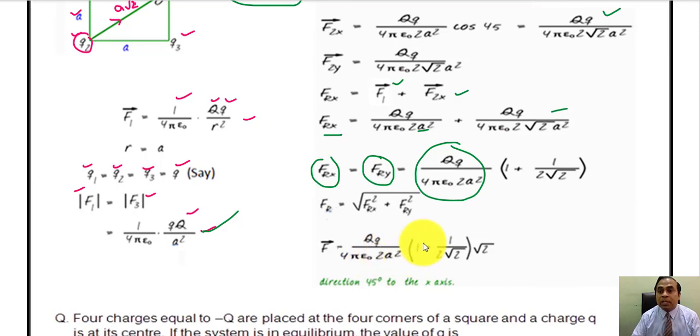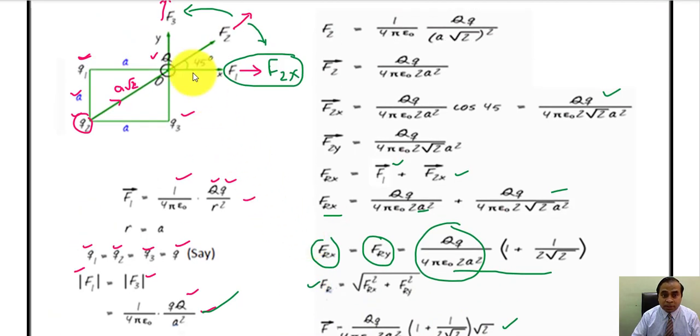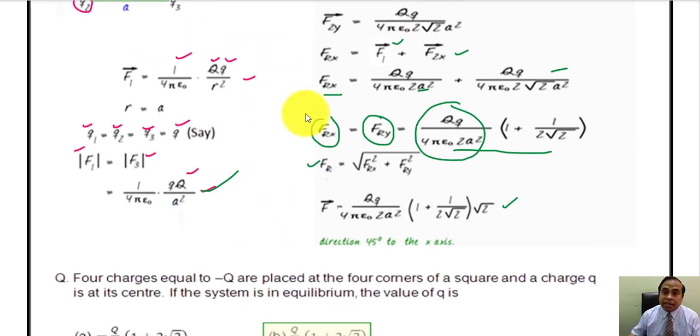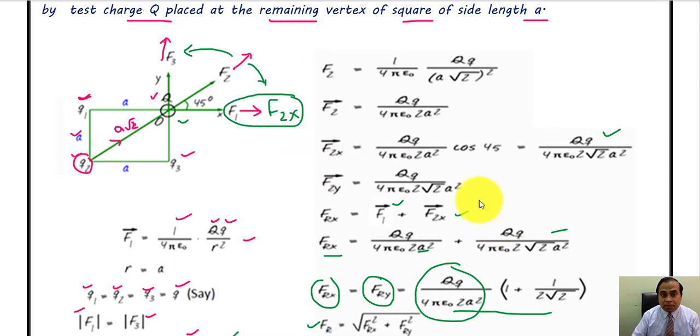Now because these two forces are acting at a 90-degree angle, the resultant force is the square root of FRX squared plus FRY squared. If you square and then add, you will find that this entire term gets multiplied by root 2. This is the magnitude of the resultant force that this test charge capital Q is experiencing. It is the net force. And the direction, because it was symmetrically placed, is at a 45-degree angle with respect to the x-axis.